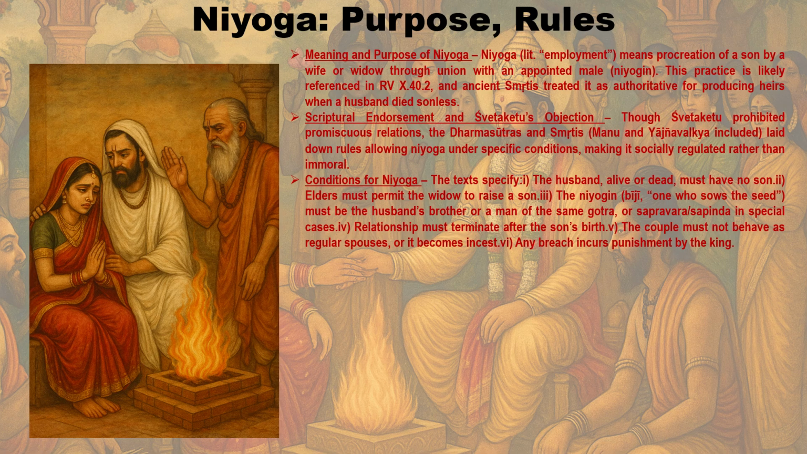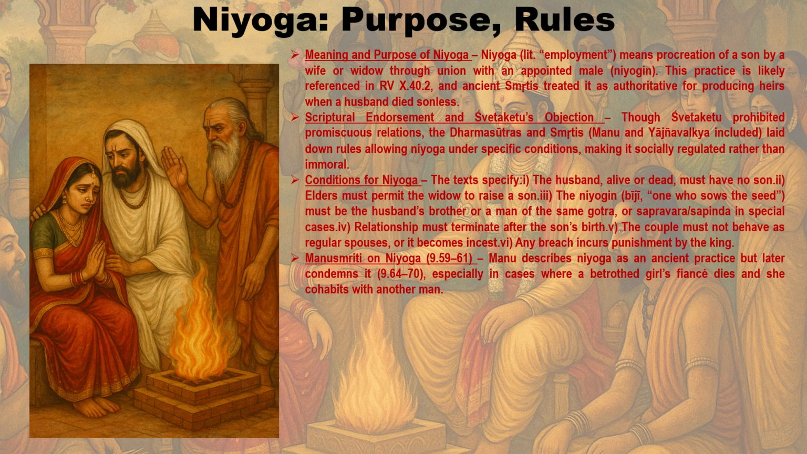The niyogin, one who sows the seed, must be the husband's brother or a man of the same gotra, or sapravara or sapinda in special cases. The relationship must terminate after the son's birth. The couple must not behave as regular spouses or it becomes incest. Any breach incurs punishment by the king.